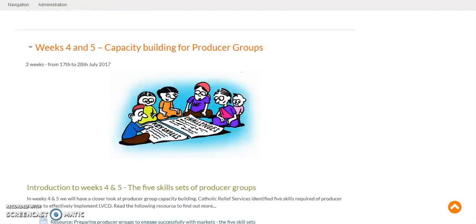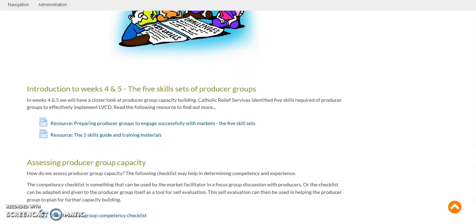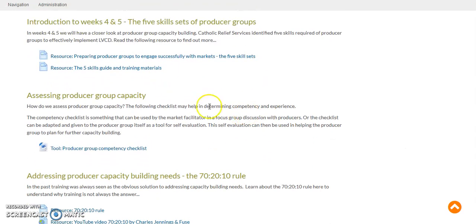Then we move to the last weeks, Week 4 and 5, where we are going to learn about capacity building for producers groups. We are going to learn about the 5 skill sets of producers groups: group organization and management skill, financial skill, innovation skill, marketing skill, and also natural resources management skill.